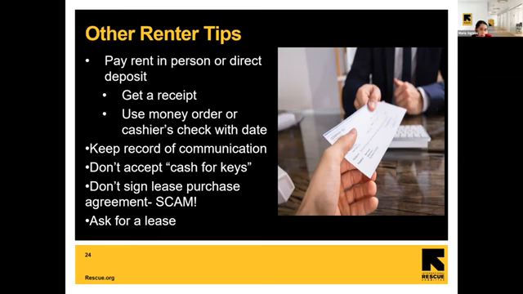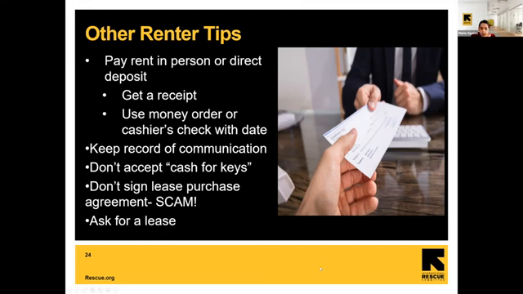So anytime you're talking to your landlord or building manager, you want to keep a record of the conversation. If you can send it via email, or if it's a text message, save it. That's always good. And if there's anything, get it in writing. If they agree to fix something, ask them to write it down so that you have proof that they're going to fix it for you.